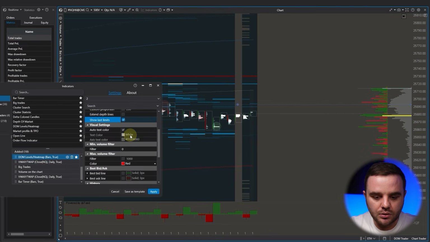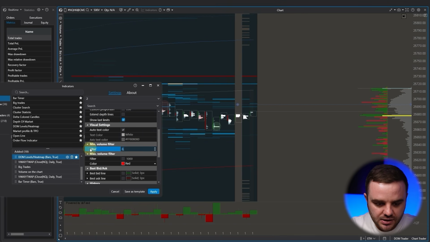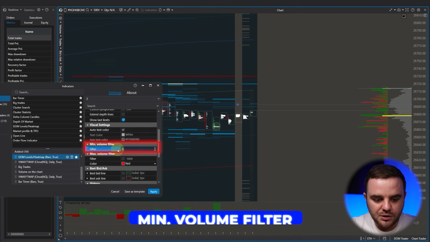Coming back to all settings, there are additional settings that you can use. This one, minimum volume filter.